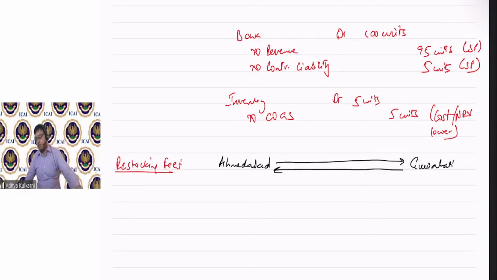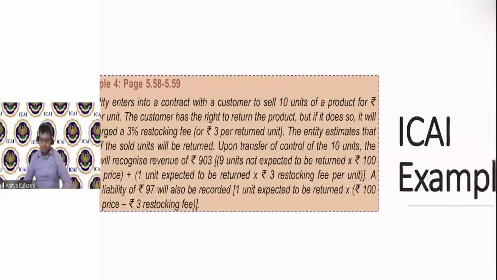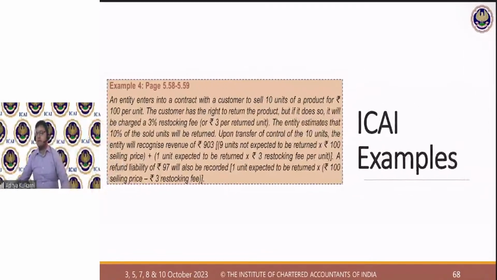Yes. So therefore, if I have to pass the entries, let us look at an example. An entity enters into a contract with a customer to sell 10 units of a product for rupees 100 per unit. The customer has the right to return the product, but if it does so, it will be charged a 3% restocking fee or rupees 3 per returned unit. The entity estimates that 10% of the units sold will be returned.